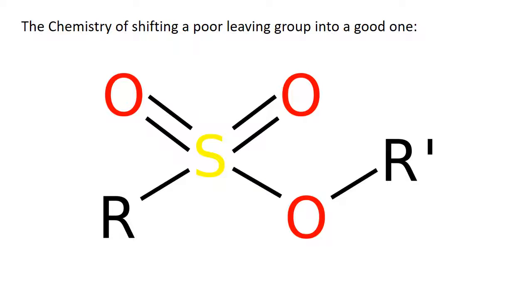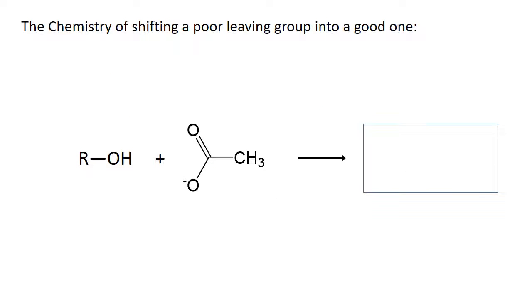Here is a quick presentation on how to use sulfonate esters to convert a poor leaving group into a good leaving group. So let's consider this example in which we want to react this organic alcohol with a carboxylic acid.